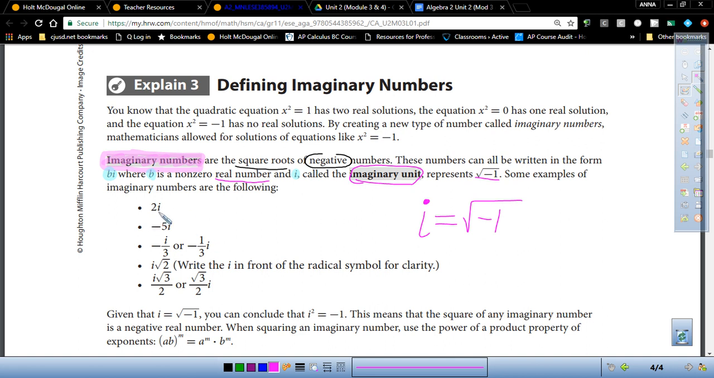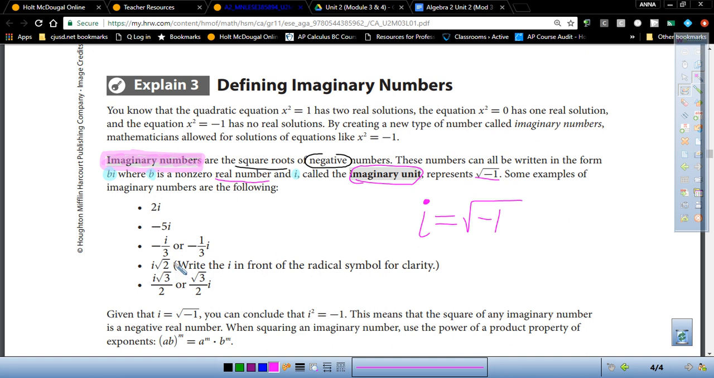So in 2i, 2 is a real number, and i is our imaginary component. In -5i, -5 is our non-zero number, i is our imaginary component. -i over 3 is the same as -1/3 i, so -1/3 is our b, and i is our imaginary unit. Now if you have a radical, we usually put our i in front of the radical. That way it makes it very clear that it is outside the radical and not under it.